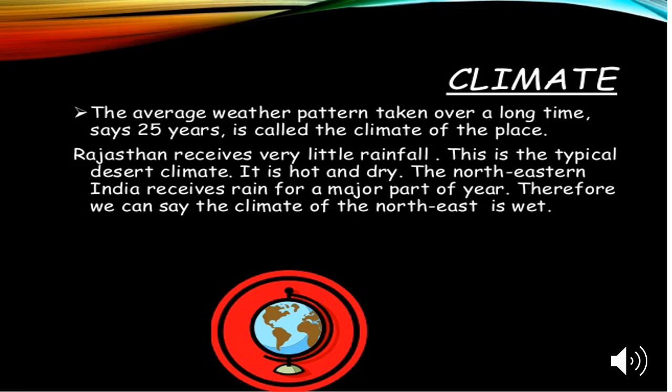In the same way, Rajasthan receives very little rainfall. This is a typical desert climate. It is hot and dry. The northeastern India receives rain for a major part of the year. Therefore, we can say the climate of the northeast is wet.